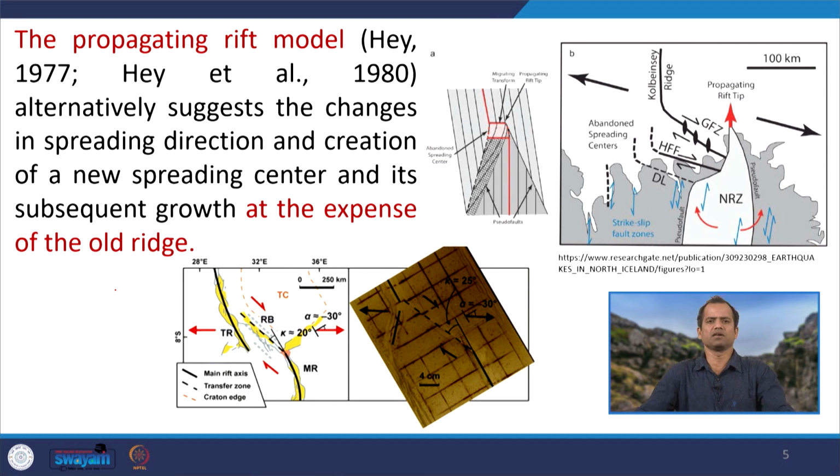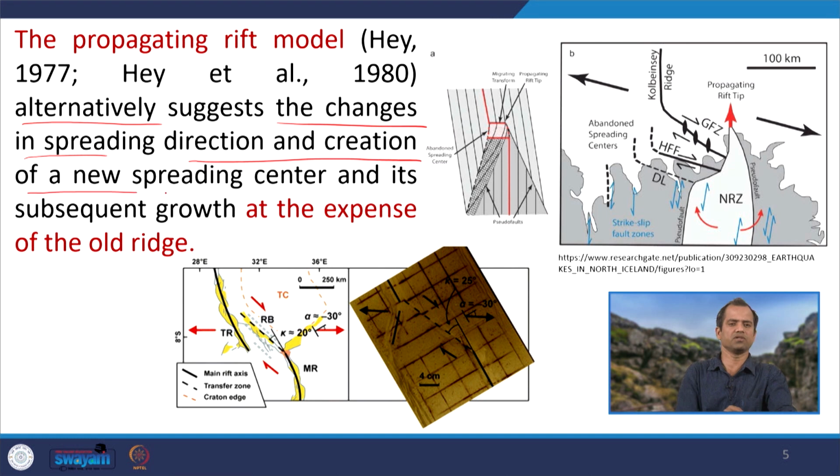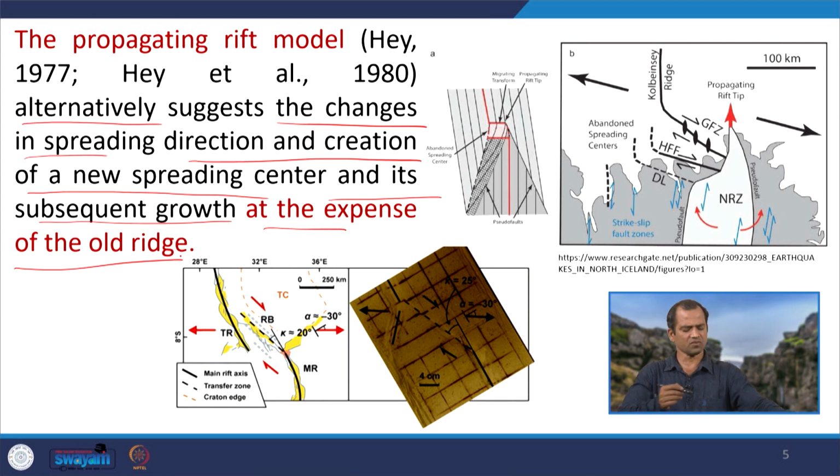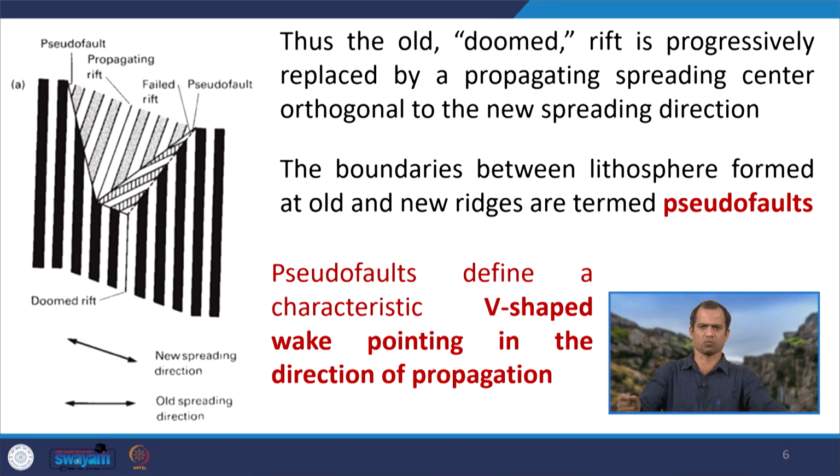So, the propagating rift model alternatively suggests changes in spreading direction and the creation of new spreading centers and their subsequent growth at the expense of the old ridges. So, now we have propagating ridge systems. What is happening? A new ridge is being created which is orienting itself, and second, the old patch is abandoned, but it is not an easy thing. That is why different models have been proposed, and these models will be discussed in later lectures. Now, if this was the old ridge and this is the new ridge.